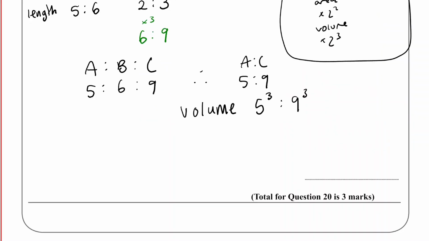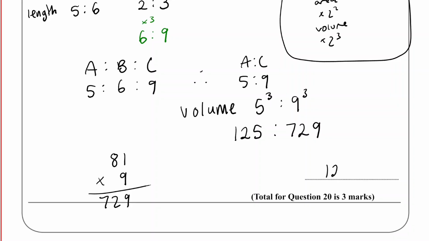5 cubed is 5 times 5 times 5, 125. 9 cubed is 9 times 9 times 9. So we've got 9 times 9 is 81. 81 times 9 is 729. So it's 125 to 729.